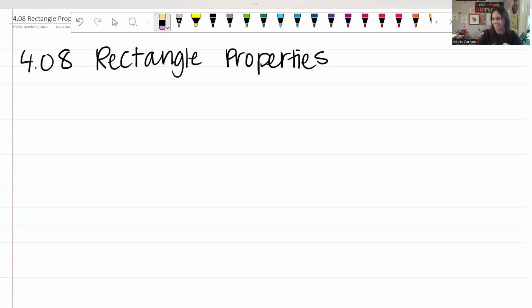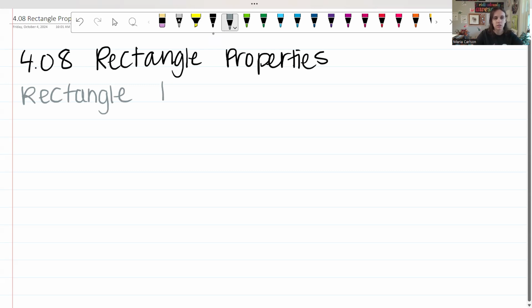Hello everyone. In this video, I'm going to go through our lesson on rectangle properties. And the first thing I would like to do is list out what those rectangle properties are.